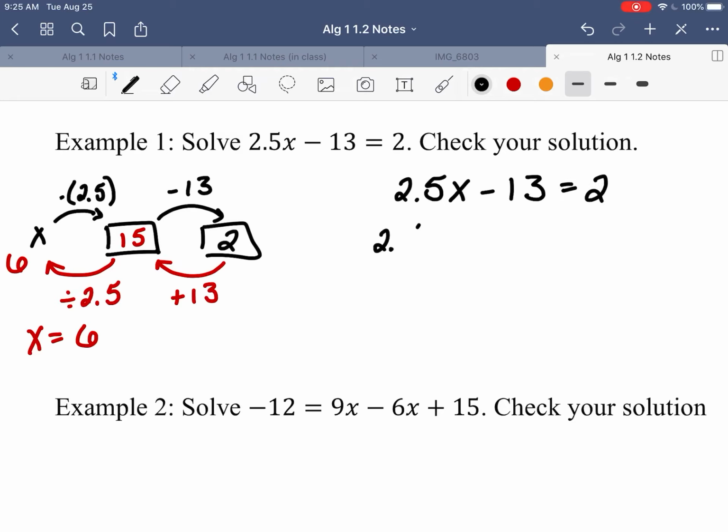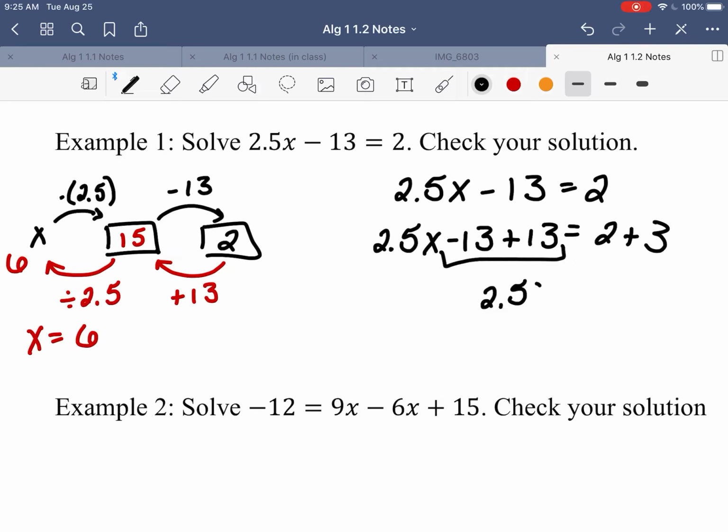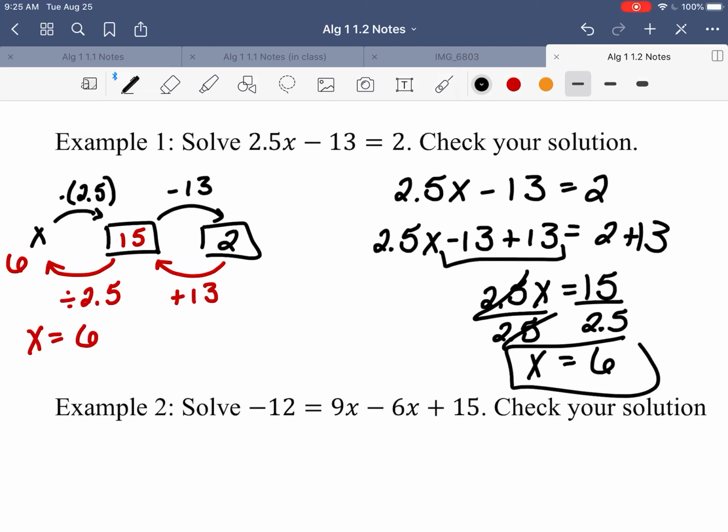To do this one without mapping, okay, first thing I need to undo is the subtract 13. Minus 13, so we're going to add 13 to both sides, equals 2 plus 13. These add to 0, so I'm left with 2.5x equals 5. Wait. Oh, 13. 15. I was missing the 1 on there, so we're adding 13 to both sides, not 3. And then divide both sides by the 2.5. And we end up with x equals 6 again.